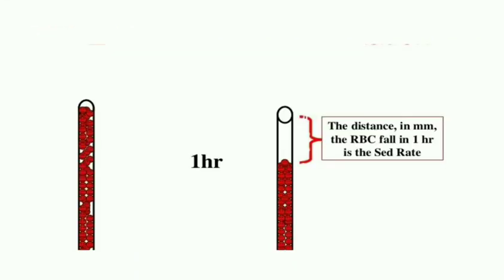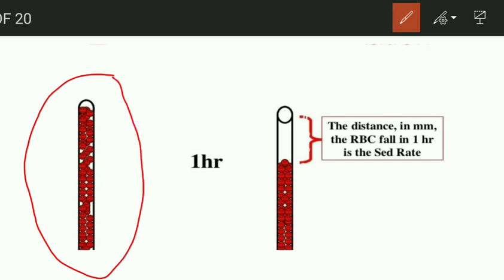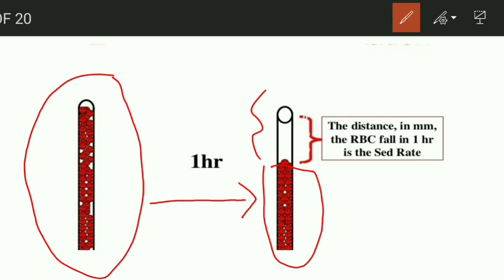As we can see here in this figure, in the first figure the tube is full of RBCs, and after 1 hour without disturbance, the RBCs have settled down below, displacing the plasma. This displaced portion is termed as ESR.